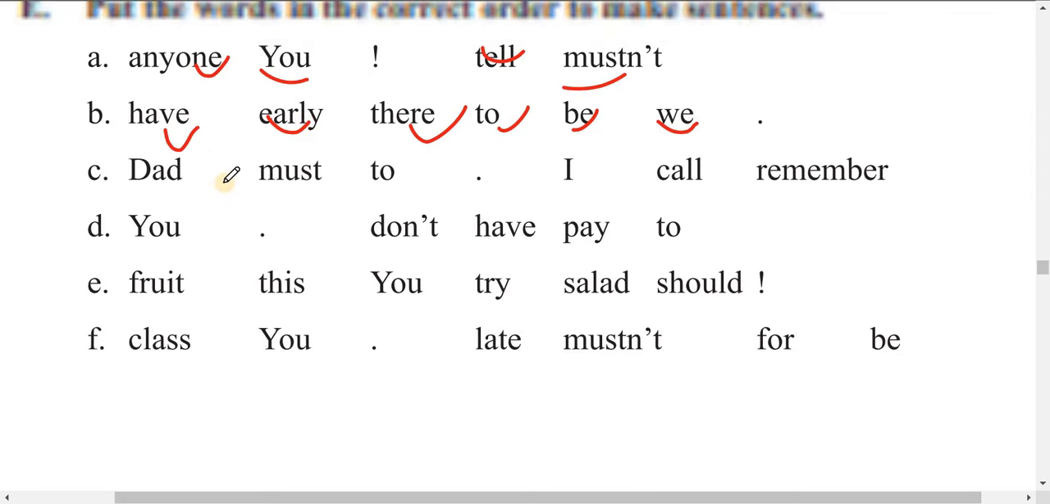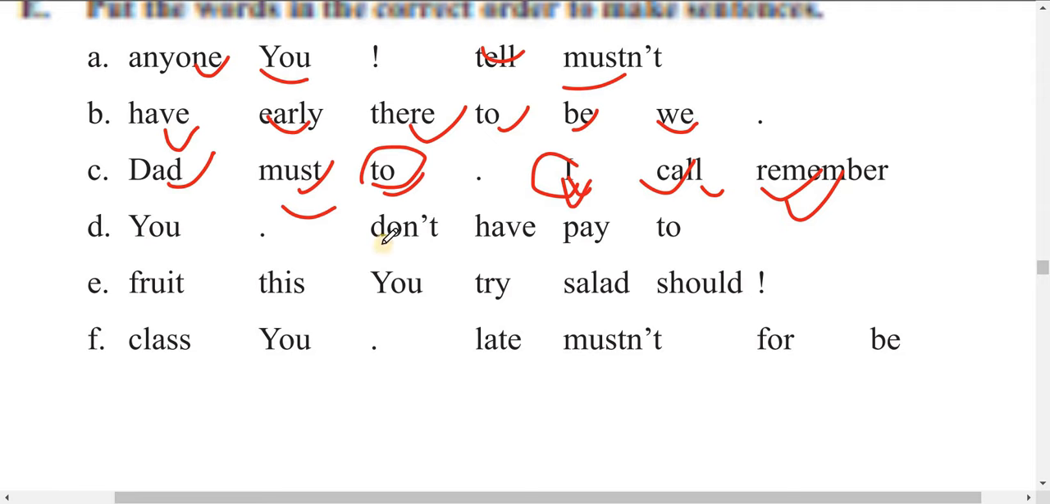Now see. I must call. I must remember to call dad. In this way, I must remember to call dad. D, you don't have to pay. Okay, in this way, it's very easy. You don't have to pay.